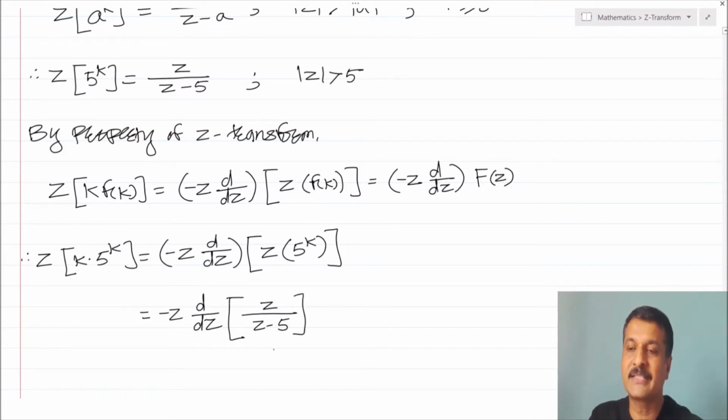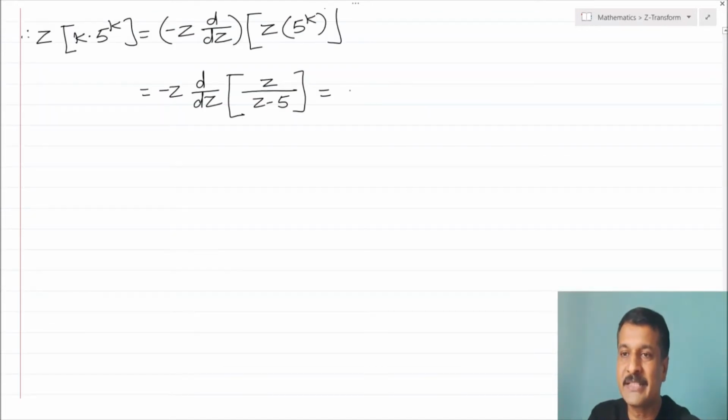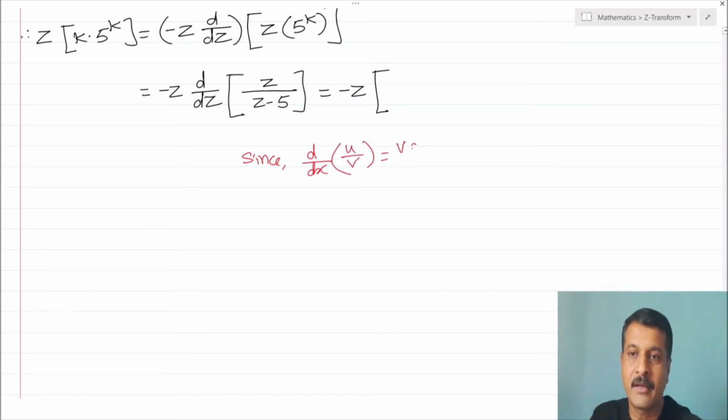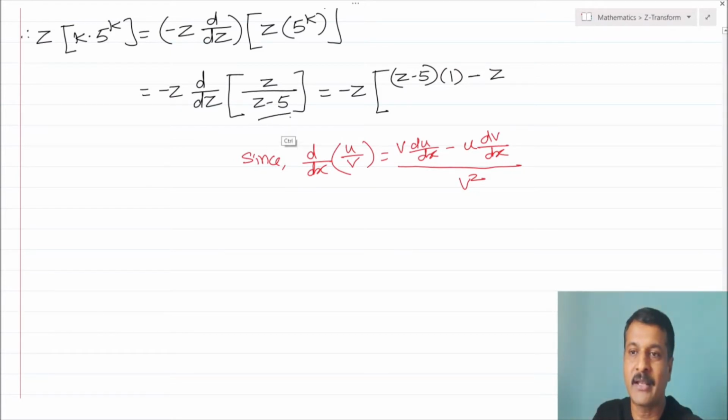You differentiate with respect to Z. Note the condition mod of Z is greater than 5. So what is the derivative with respect to Z? Minus Z as it is, and the derivative by the u by v rule. As we know, d by dx of u by v is v into du by dx minus u into dv by dx, upon v square. Using this, I get Z minus 5 into the derivative of Z, which is 1, minus Z constant, and the derivative of Z minus 5 is 1, whole divided by Z minus 5 whole square.